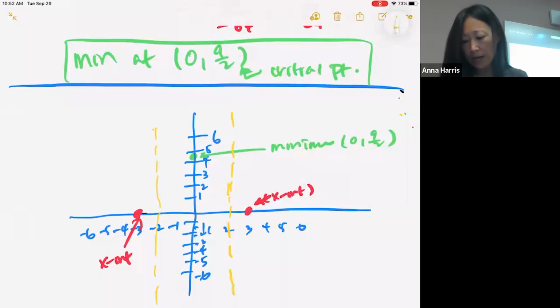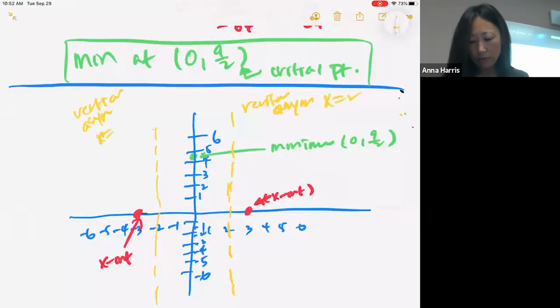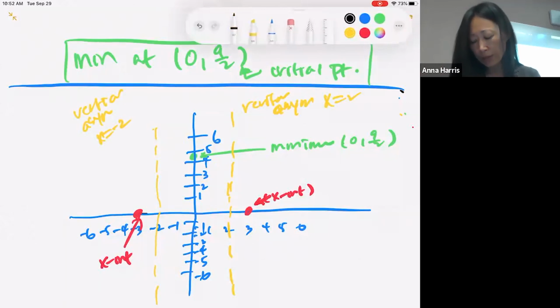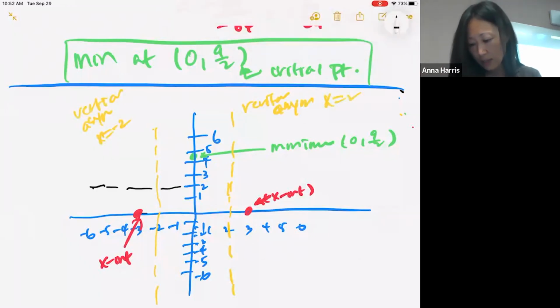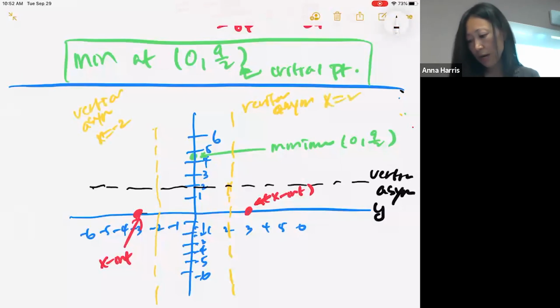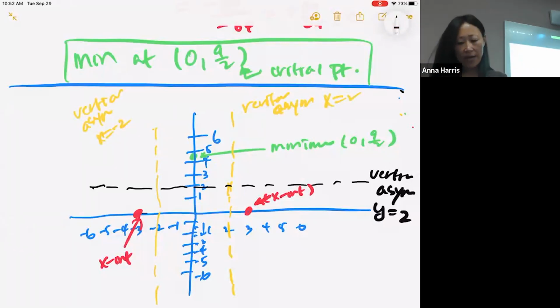So that is my vertical asymptote. X equal to 2, and vertical asymptote x equal to -2, and the horizontal asymptote is 2. Thank you, Stephanie. That will be my horizontal asymptote, y equal to 2. And then, is that the only thing we found? Anything else we found? Is it good?